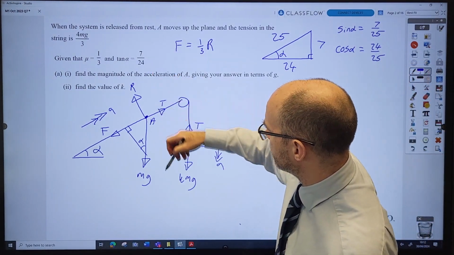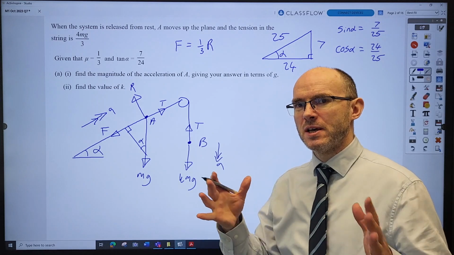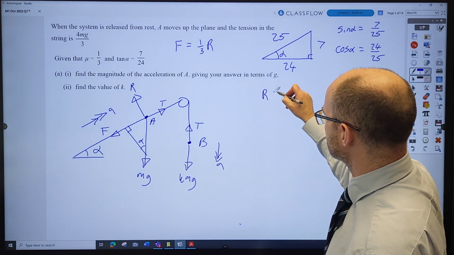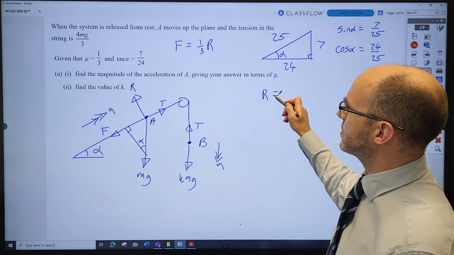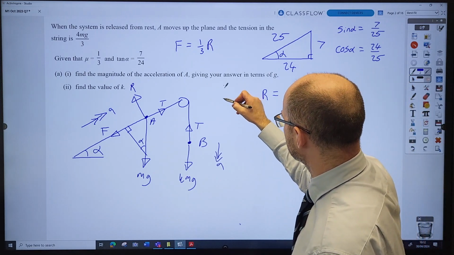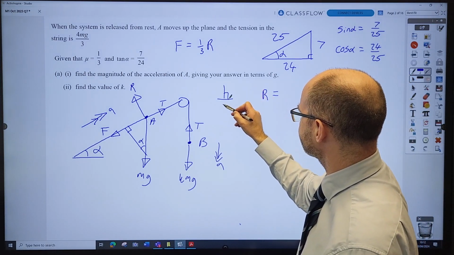I'm going to do perpendicular first. I always do perpendicular first when you've got friction involved because it enables us to work out the normal reaction. And then once we've got normal reaction, we can work out what F is. So I normally do it in that order. Okay, so perpendicular to the slope.